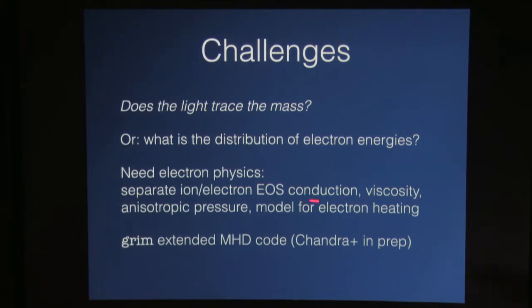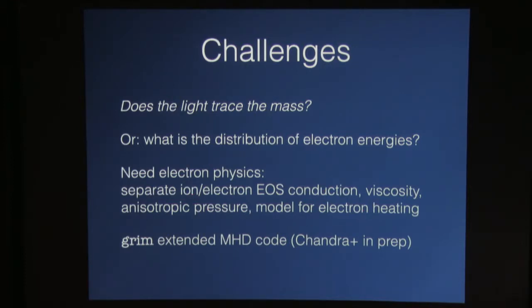So I'll show you next effort to include conduction. One might also think about including viscosity, which is closely related to anisotropic pressure. So in this collisionless plasma, there's no particular reason that the temperature along the field lines should be the same as the temperature perpendicular to the field lines. And if one includes that effect, it could have profound effects on the dynamics. And then perhaps most important of all, one would like a model for apportioning the heating, the dissipation of magnetic and fluid kinetic energy into the ions and electrons to self-consistently determine the electron energy, integrated energy.